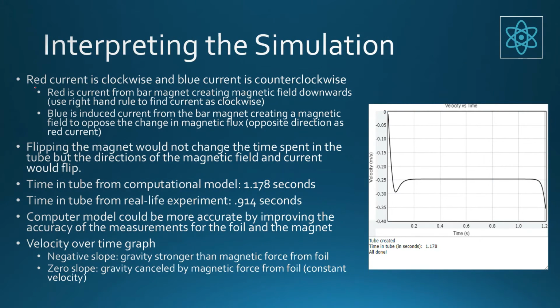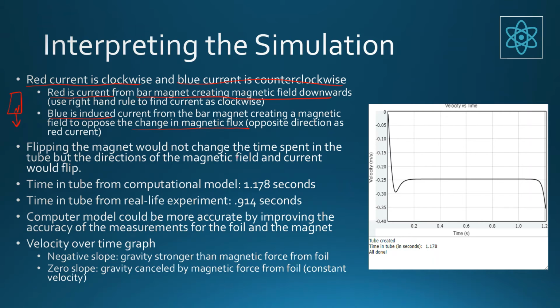Interpreting the simulation, we see that the red current would be clockwise and the blue current would be counterclockwise. We know that the red current is the current from the bar magnet, creating a magnetic field downwards. Since the North Pole is facing downwards, it creates a magnetic field pointing downwards, and then we can use the right-hand rule to define the current as clockwise. The blue current is the induced current from the bar magnet, creating a magnetic field to oppose the change in magnetic flux through Lenz's law. This is the opposite direction as the red current, which means that it is counterclockwise.